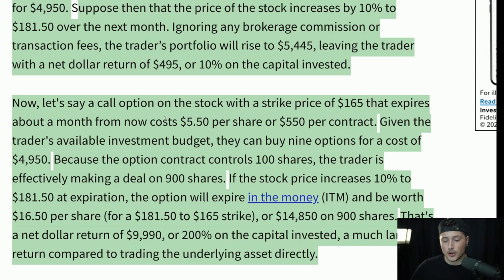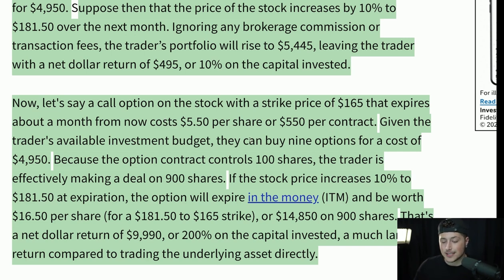So now let's actually take a look at the option contract for the same situation. Let's say a call option on the stock with a strike price of $165 that expires about a month from now costs $5.50 per share or $550 per contract. Given the trader's available investment budget, they can buy 9 of these contracts, right? So they're going to be able to buy 9 option contracts for a total cost of $4,950. Because the option contract controls 100 shares, the trader is effectively making a deal on 900 shares of the stock, because they have 9 100-share contracts, essentially, right?